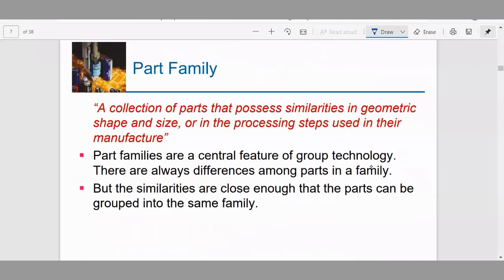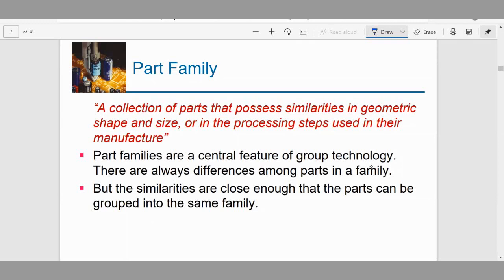What are part families? A collection of parts that possess similar properties in geometric shape and size, or in the processing steps used in manufacturing. A very simple definition: the family which has parts with similar geometric shape and size, and whose processing steps are also roughly the same, so that they can be manufactured with the same steps. Part families are central features of group technology, very important features. If there are no part families, then it is not possible to implement group technology.